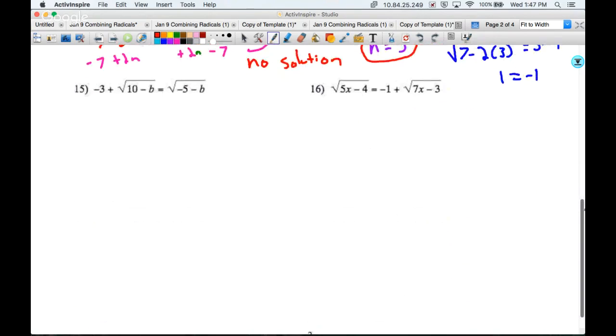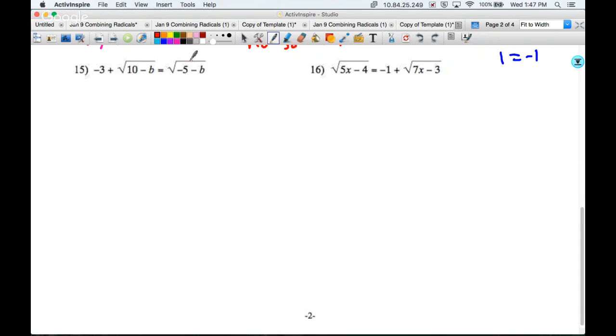All right, the next problem I want to do is either 15 or 16. They look pretty equivalent. 15 looks like it's got more negatives, so we'll do that one. The radical on the right-hand side here is already isolated, so I know my first step is going to be to square both sides to get rid of that radical. Later on, I'll have to square both sides again to get rid of this radical, or what results from this side here. So this is going to give me negative 3 plus the square root of 10 minus b.